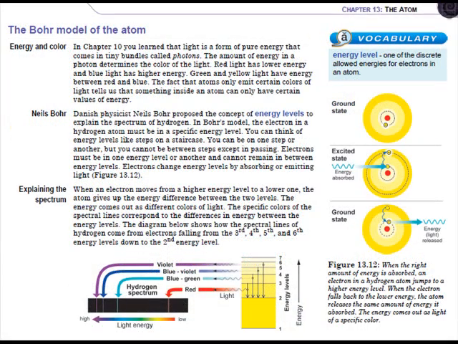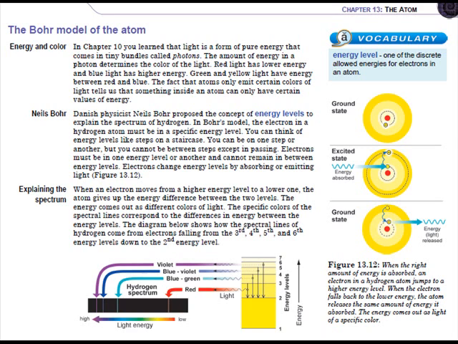In Chapter 10, you learned that light is a form of pure energy that comes in tiny bundles called photons. The amount of energy in a photon determines the color of the light. Red light has lower energy and blue light has higher energy. Green and yellow light have energy between red and blue.